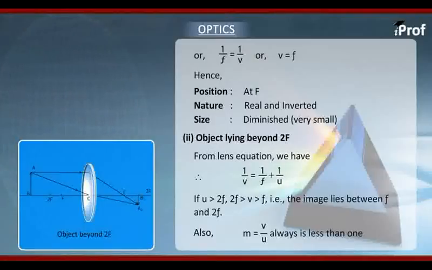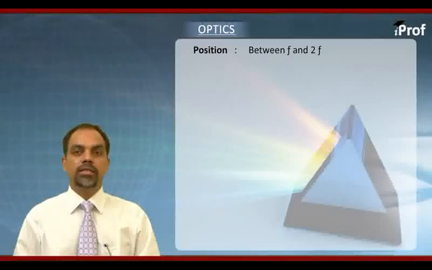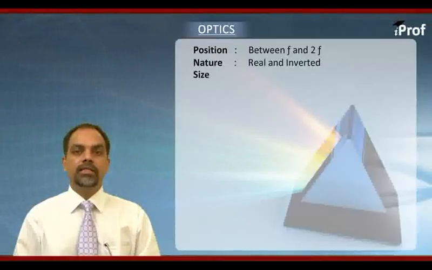Here I take one ray parallel to optical axis, and this ray after refraction will pass through focus. I take another ray passing through the optical center of lens. Now this ray from end B will go without deviation, giving me point of intersection, and that is precisely the position of image of end B. And we find from ray diagram that image is formed on the other side of lens and it is real, inverted, and it is small in size.